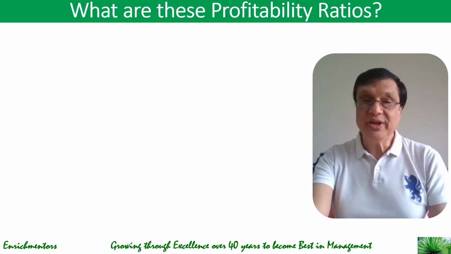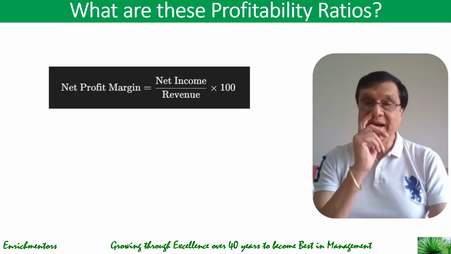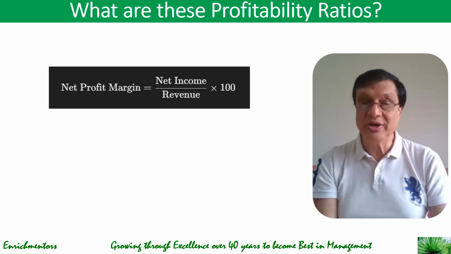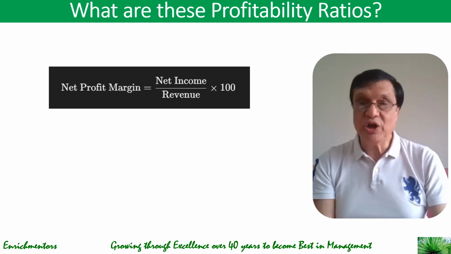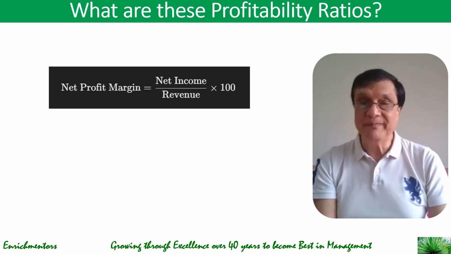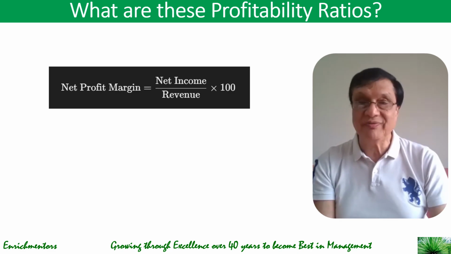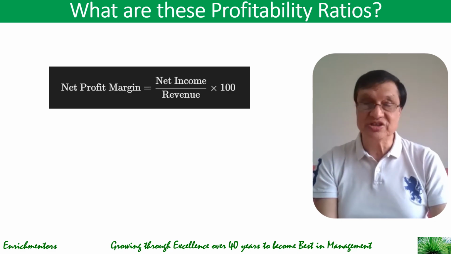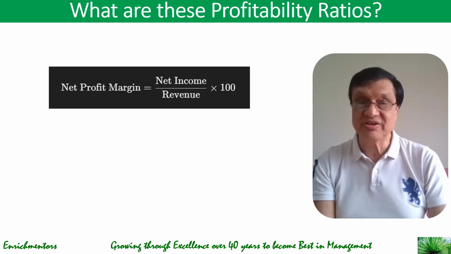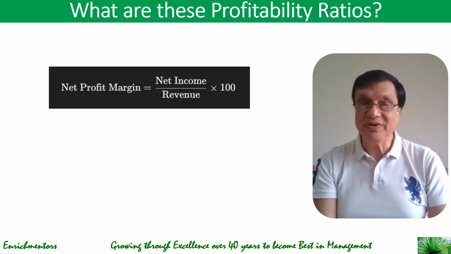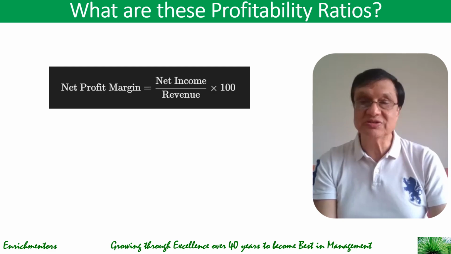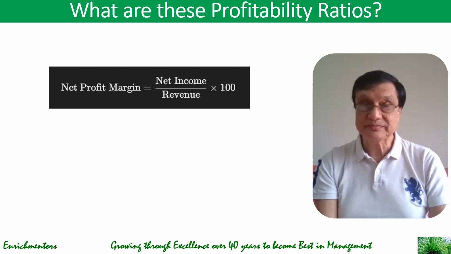Now let's take a look at net profit margin, which equals net income divided by revenue, times 100. That's expressing net income as a percentage of revenue. This measures how much of your revenue as a company is converted into actual profit after all expenses, including taxes, interest, and operating costs, are deducted. Obviously, a higher net profit margin indicates more efficient cost management and profitability.